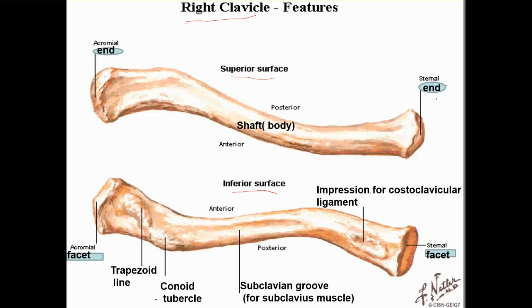This one is the sternal end, which can also be called the medial end, and the acromial end, which is the lateral end. The medial end is quadrangular. If you feel this, it is quadrangular in shape, and the lateral end is flat.